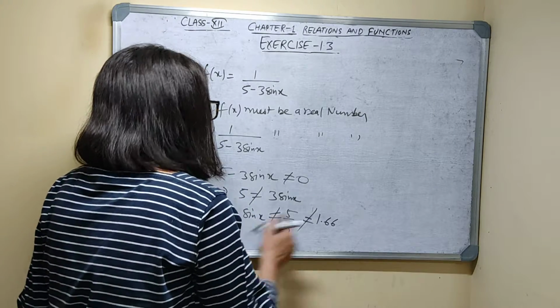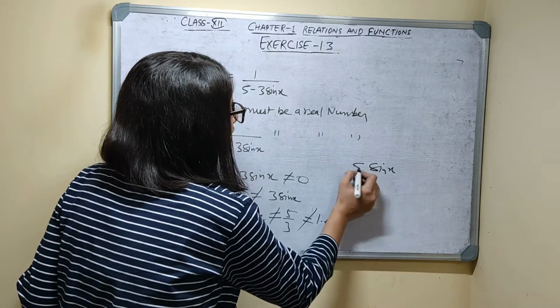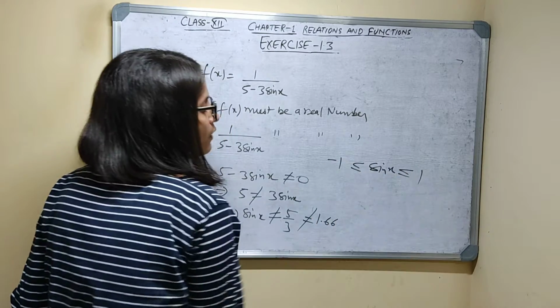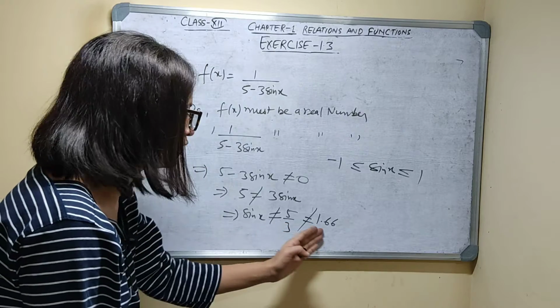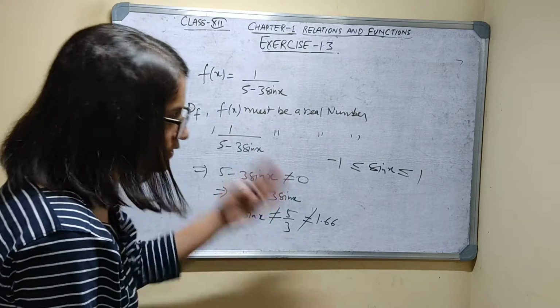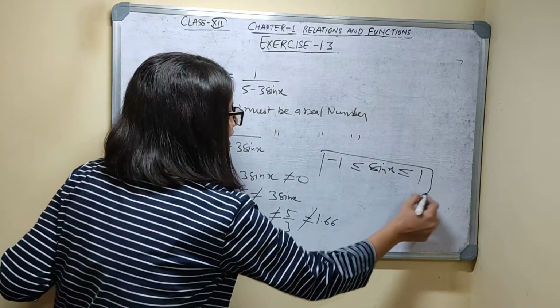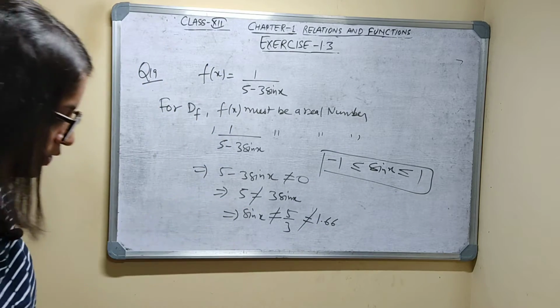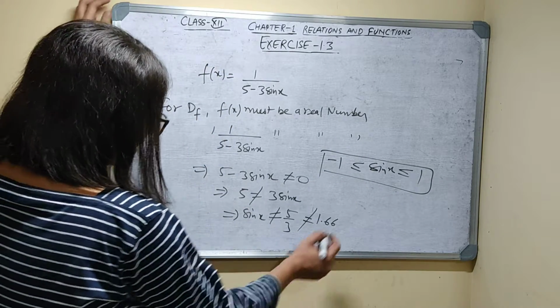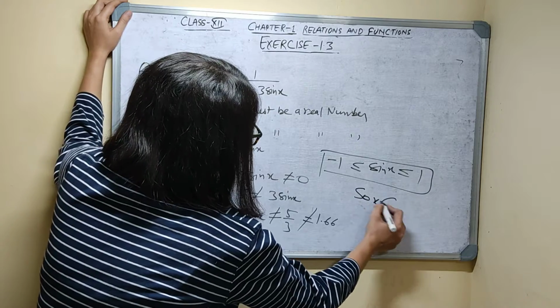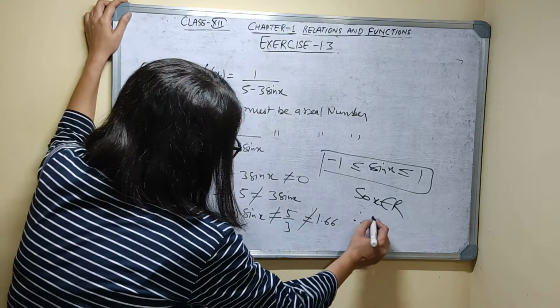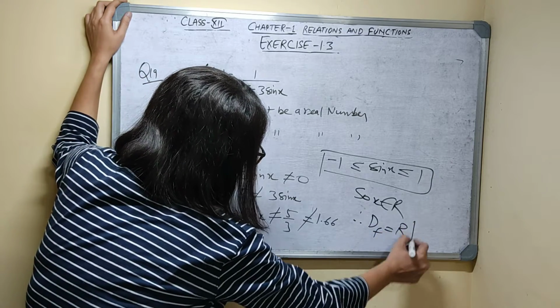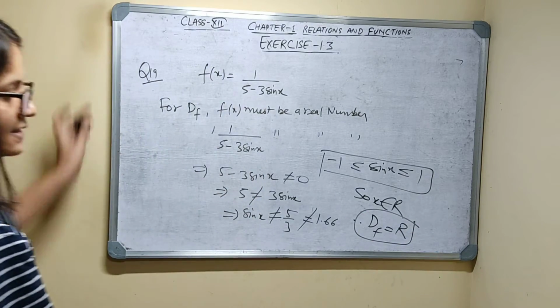So sin x is not equal to 1.66. You already know the sin x value is between −1 and 1. Here sin x is not equal to 1.66, so it is not possible. So the range is between −1 and 1. So x belongs to R. So the domain of f is all real numbers. Is it clear?